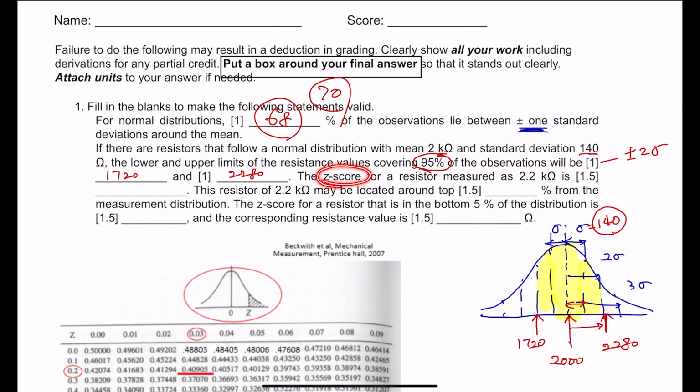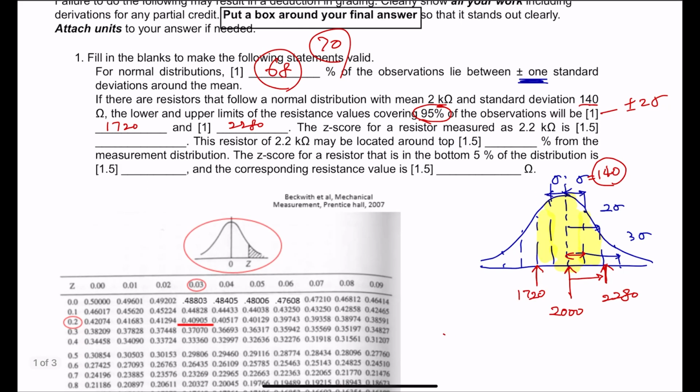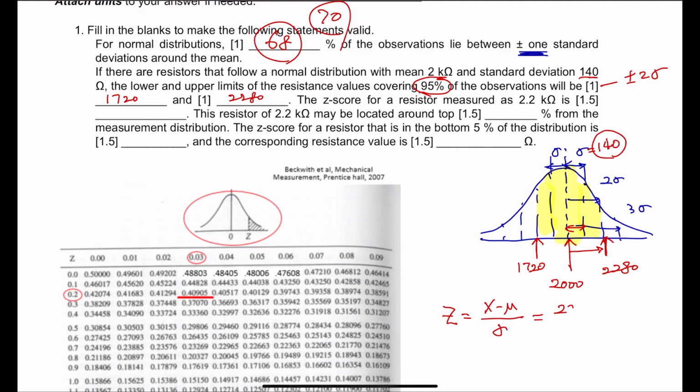And now we're talking about the z-score for a resistor that was measured as 2.2 kilo ohm. The way we find the z-score is z equals x minus mu divided by sigma, right? So my x is 2200, my mu is 2000, and my sigma is 140. Therefore this is 200 over 140, which is a little bit greater than 1.4, something like that. I don't have the number with me, but you can find that. You get my point here? Okay, so the value is here, let's say 1.4. And then the next question is, this resistor of 2.2 kilo ohm may be located around, and we need that value. Can anybody get this value? 200 divided by 140?